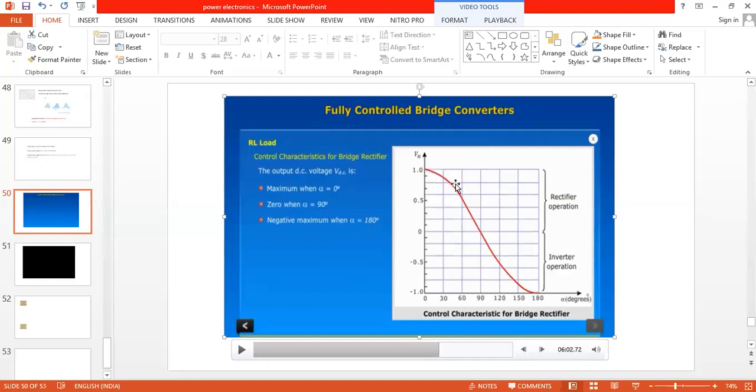This graph explains that when the firing angle is 0, on the x-axis you see the output voltage is 1, which is maximum.